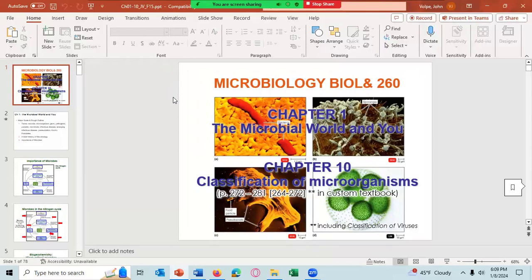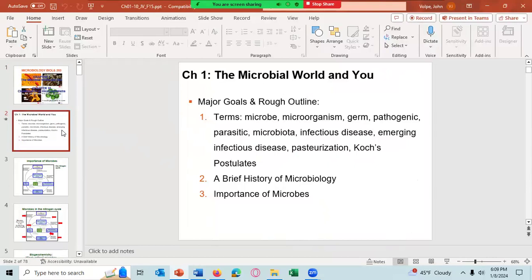Microbiology, chapter 1, the microbial world in you. And we'll also talk a little bit about chapter 10, the classification of microorganisms, page 272 to page 281, if it's chapter 10. The first slide is usually a slide giving you the major goals and a rough outline. You should know the terms. What's a microbe, a microorganism, a germ, a pathogenic organism, a parasitic organism? What's microbiota? What's an infectious disease? Emerging infectious disease? What's pasteurization? And what's Koch's postulates? In chapter 1, we'll also discuss a brief history of microbiology.